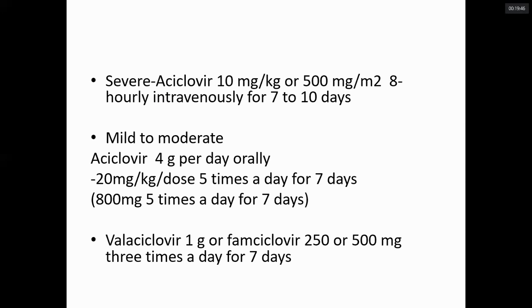If the infection is severe, we have to give acyclovir 10 mg per kg or 500 mg per meter square 8 hourly IV for 7 to 10 days. In mild to moderate infection, we give acyclovir 20 mg per kg per dose, 5 times a day for 7 days. If we assume the patient is 40 kg, it comes around 800 mg 5 times a day for 7 days. We can also give valacyclovir and famciclovir.